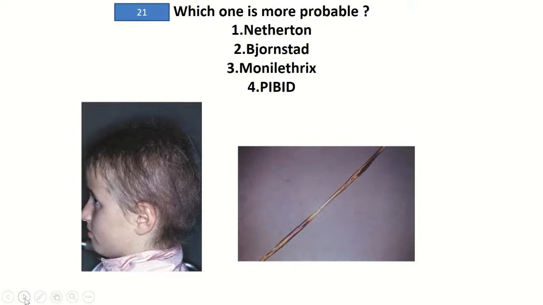Question 21. Which one is more probable? As you see here, the trichoscopy presents necklace appearance compatible with monilethrix.